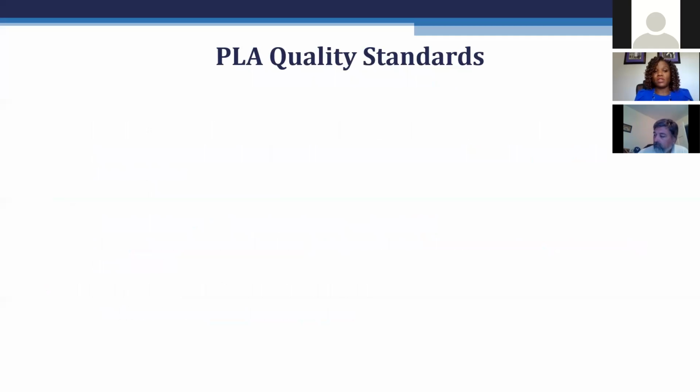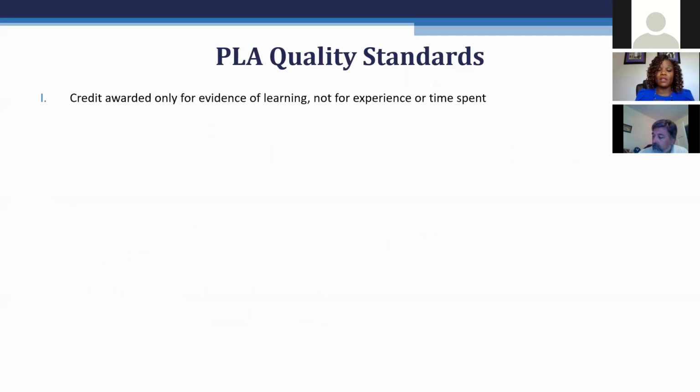So now we'll go into what some of the CALE PLA quality standards are. First, the Council for Adult and Experiential Learning requires that course credit be awarded based on evidence of learning. That evidence will be content that demonstrates that the student learning outcomes are met, that the competencies are held by that student. Credit for prior learning should not be awarded based on experience, so how much time a person was in a job, or how much time they spent in training on the topic.